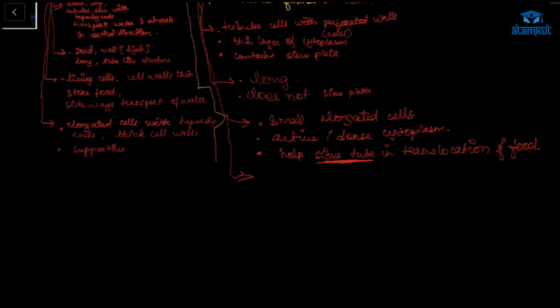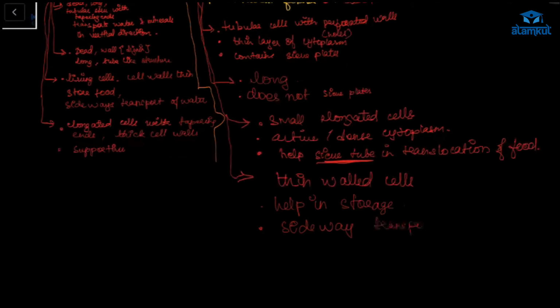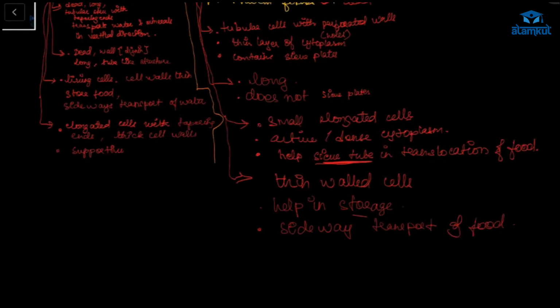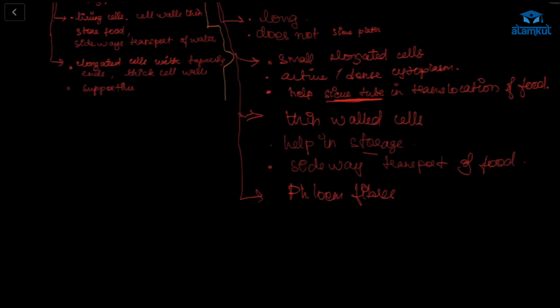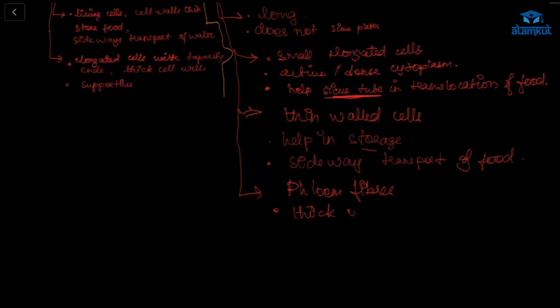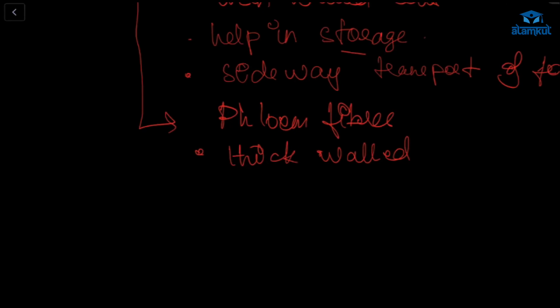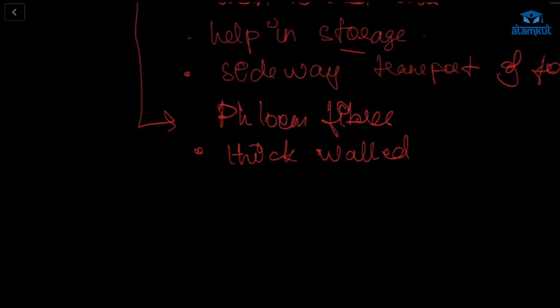Then we have phloem parenchyma. They are thin walled and they help in storage. Parenchyma means storage mostly, and here also sideway transport or translocation of food. Now the last thing is phloem fibers. They are thick walled and they give mechanical strength, that is, they are supportive in nature.